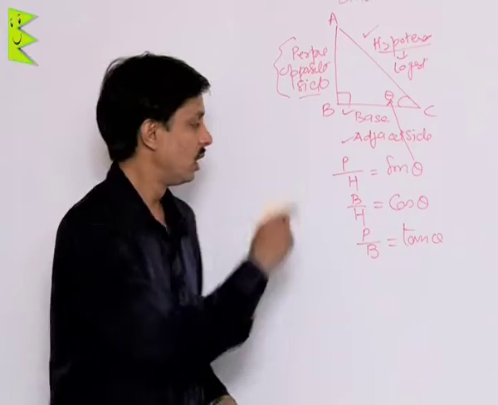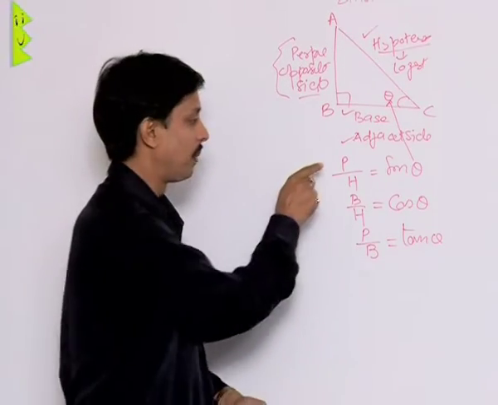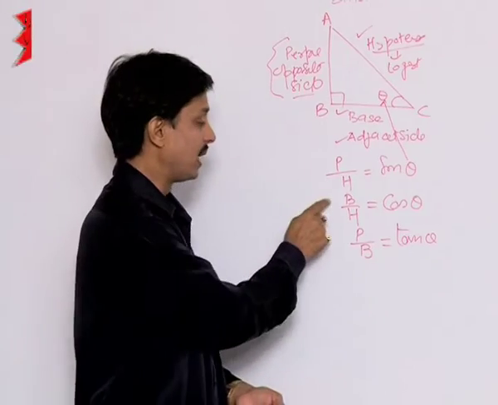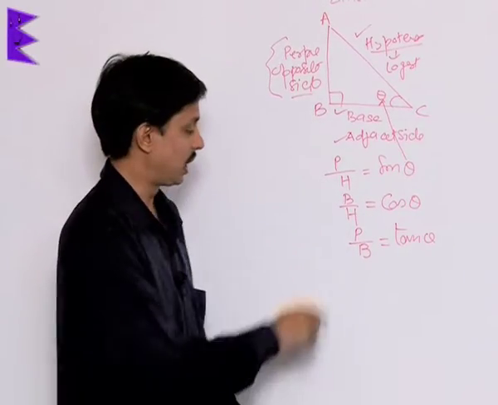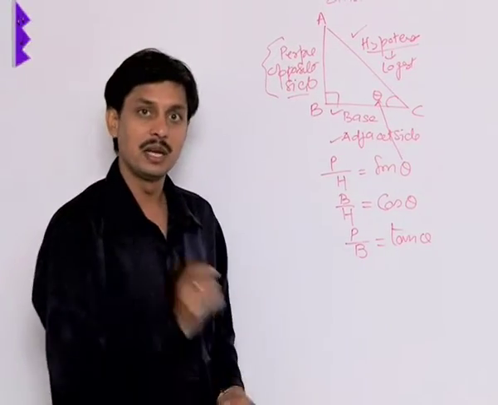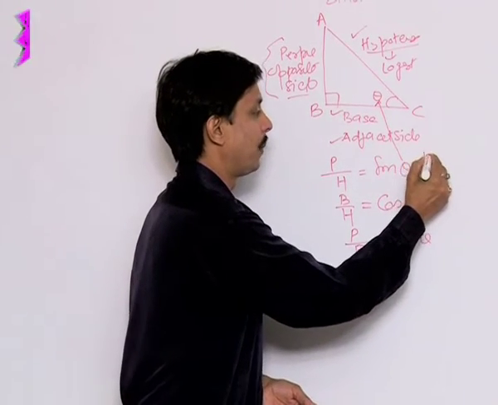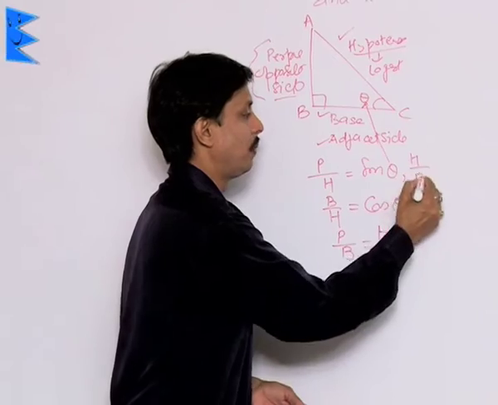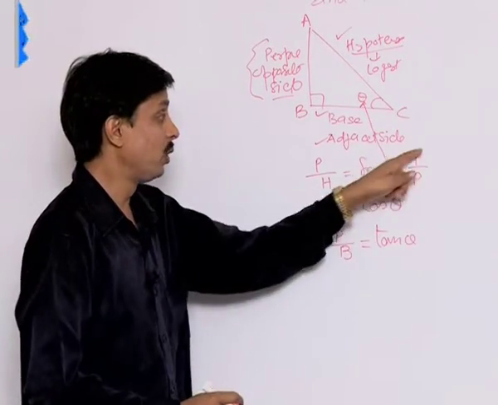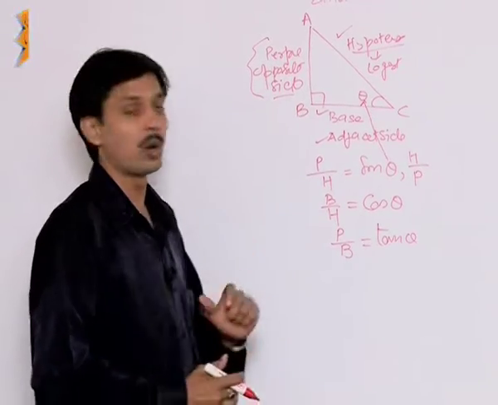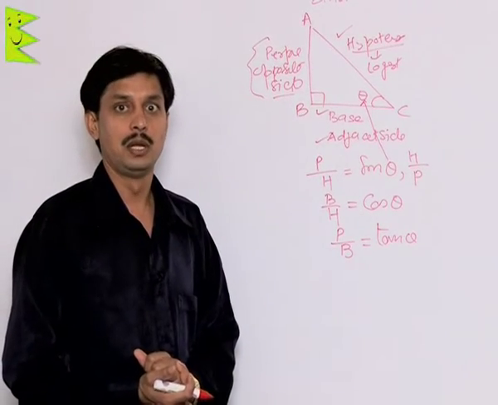6 ratios. 3 ratios I have written: perpendicular upon hypotenuse, known as sin theta; base upon hypotenuse, cos theta; perpendicular upon base, tan theta. If I go to calculate the hypotenuse upon perpendicular, hypotenuse upon perpendicular is another ratio which is reciprocal of the P upon H.